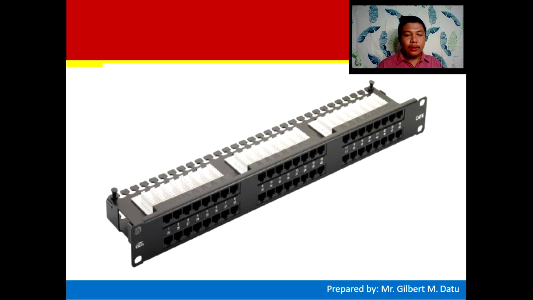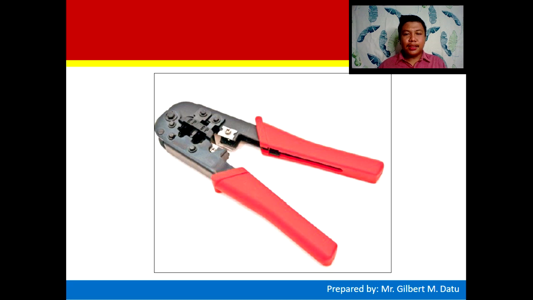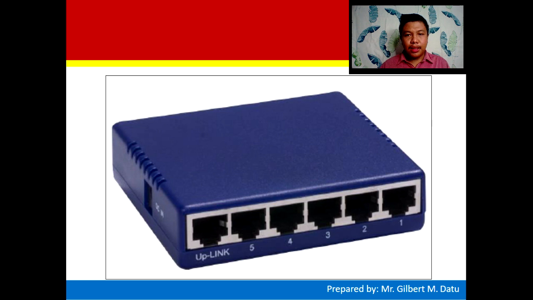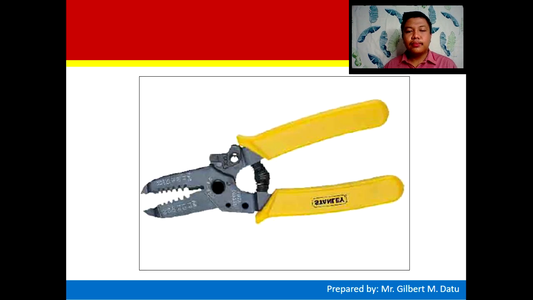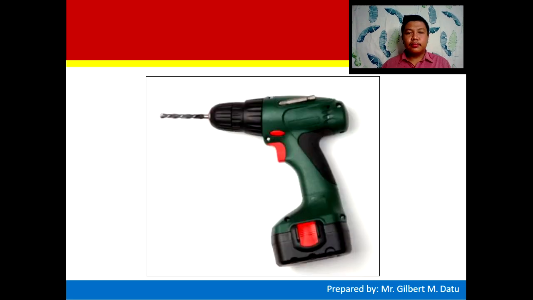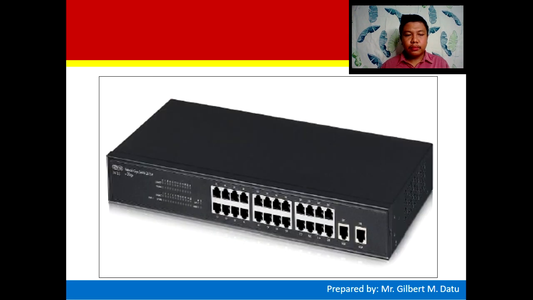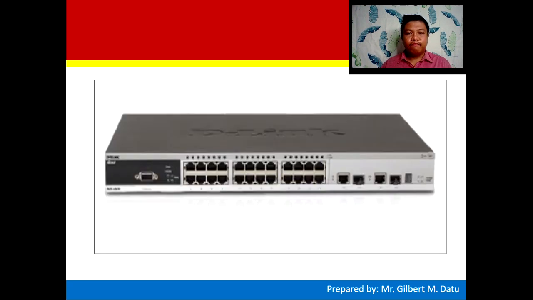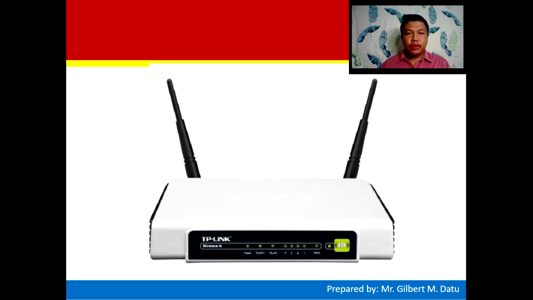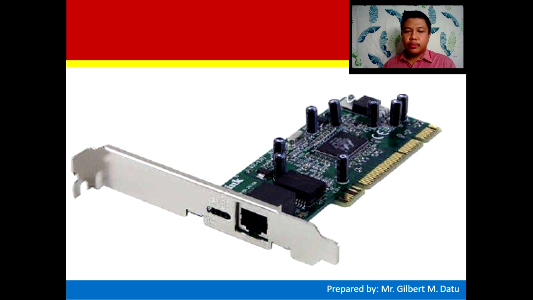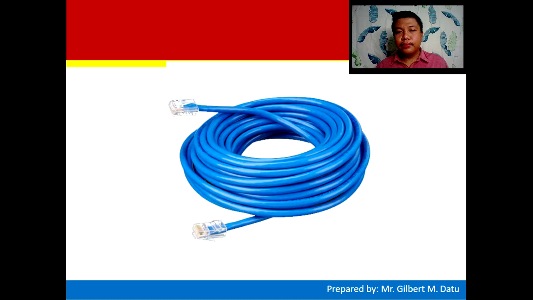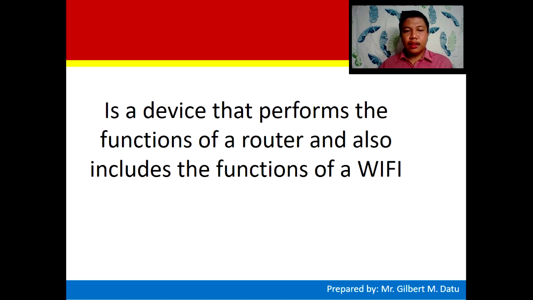First natin, anong tawag natin dyan? Okay, next. Okay, next. Next one. Susunod na picture. Next, anong tawag natin dito? Ito, familiar sa inyo to. Susunod. Yan. So, you need to identify this meaning. So, it's a device that performs the function of a router and also includes the function of Wi-Fi. So, dalawa yung ginagamit. Pwede siya sa LAN, pwede siya sa Wi-Fi. Ano tawag sa device na yun?